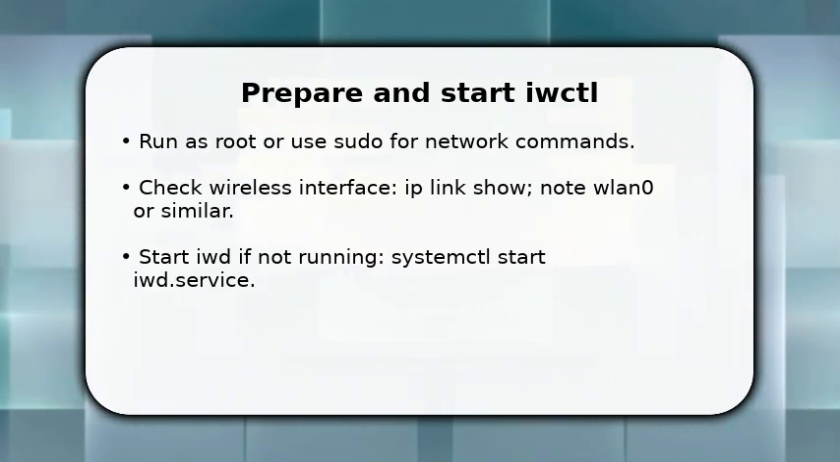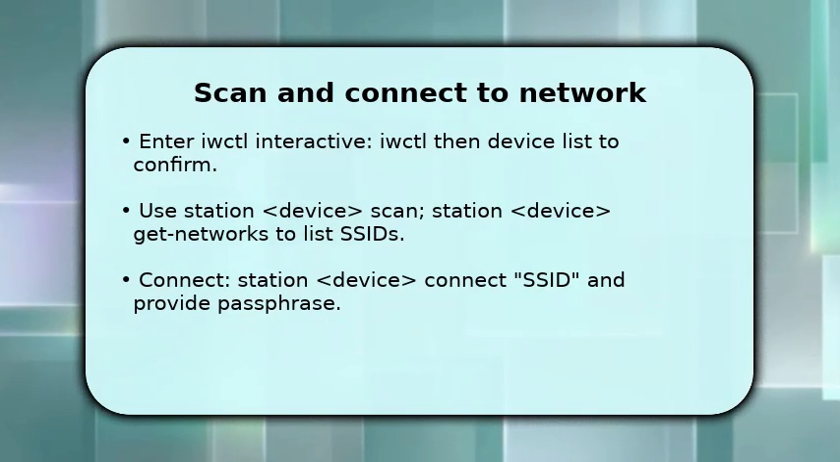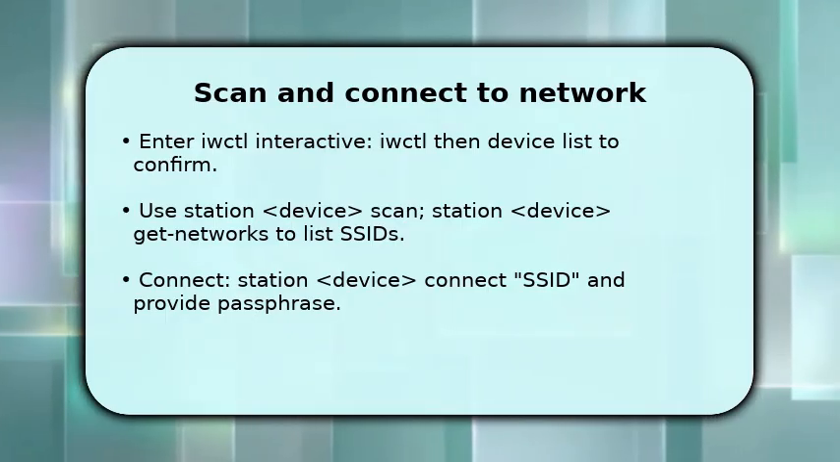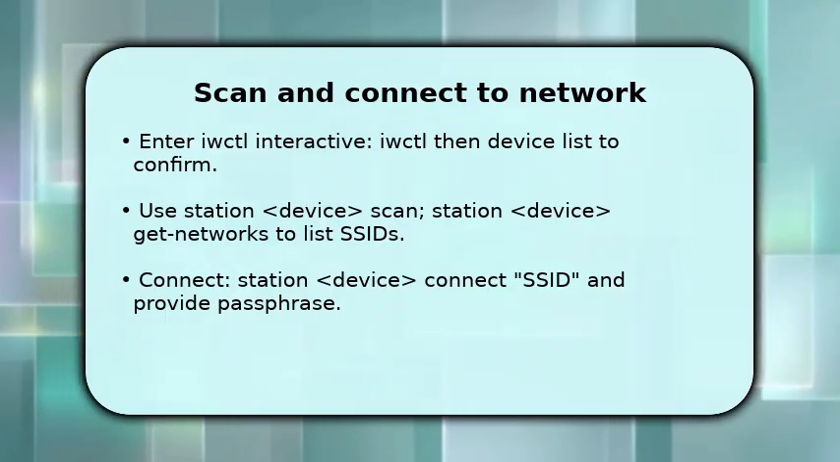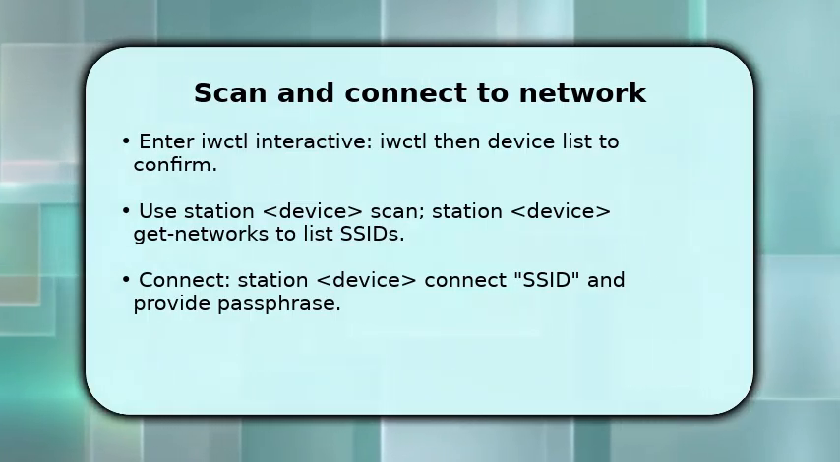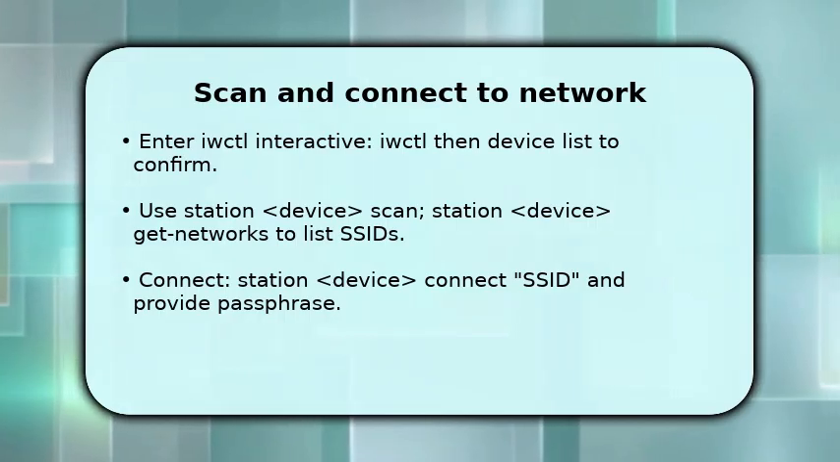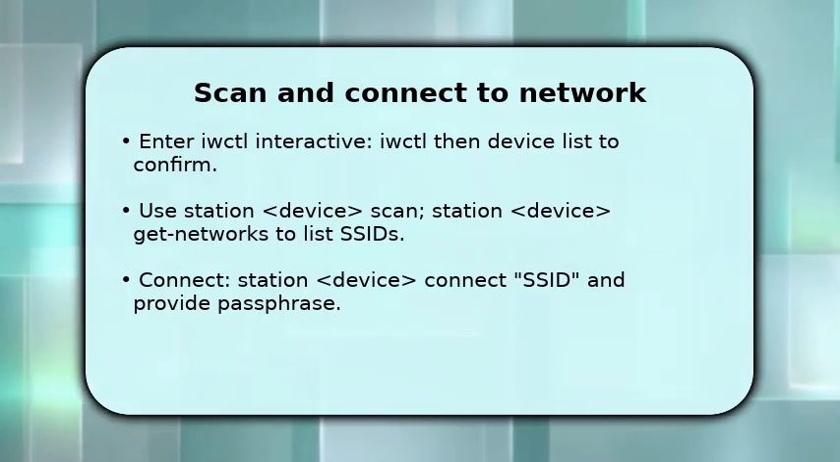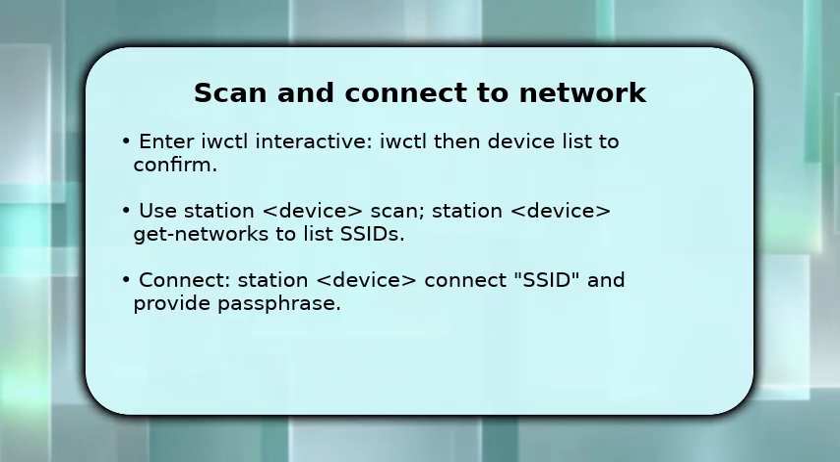Once done, open iwctl and work interactively so you can see feedback. Type iwctl, then use device list to confirm your wireless device. Next, run station device scan to discover SSIDs and station device get-networks to display them. This reveals signal strength and network modes.